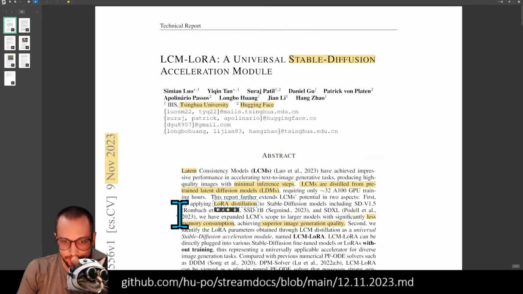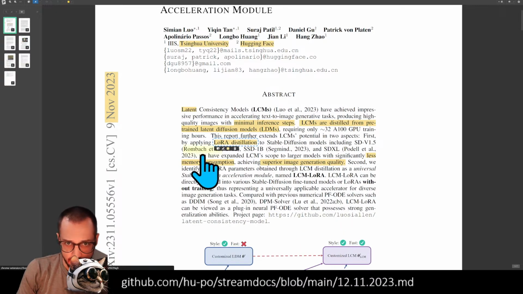By applying LoRA distillation to Stable Diffusion models, including Stable Diffusion v1.5 and SDXL, we have expanded LCM scope to larger models with significantly less memory consumption, achieving superior image generation quality. We identify LoRA parameters obtained through the LCM distillation as a universal Stable Diffusion acceleration module named LCM-LoRA. LCM-LoRA can be directly plugged into various Stable Diffusion fine-tuned models or LoRAs without training, right?